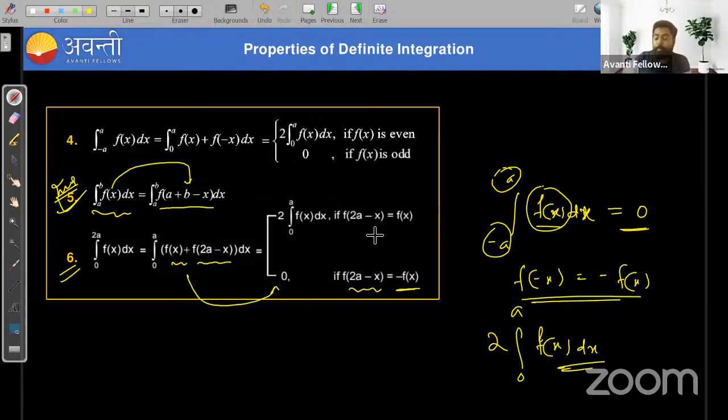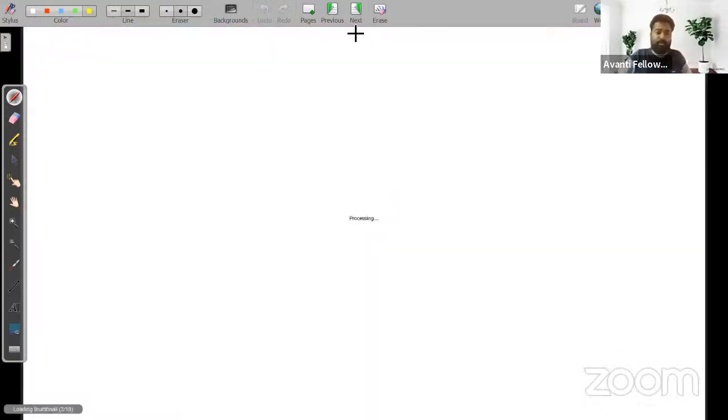If f of 2a minus x is equal to f of x, then the integral will be 2 times the integral from 0 to a. Instead of 2a, you are taking a here and you are multiplying by 2 here. Okay. So these are the 6 properties we have discussed.